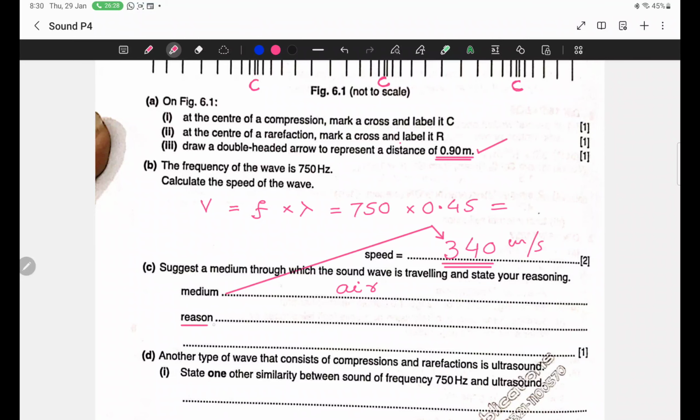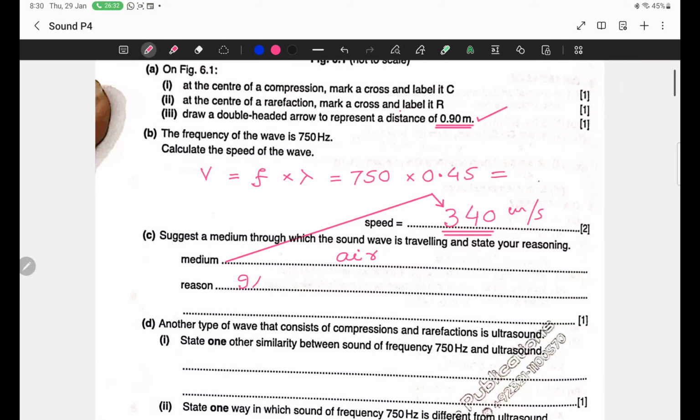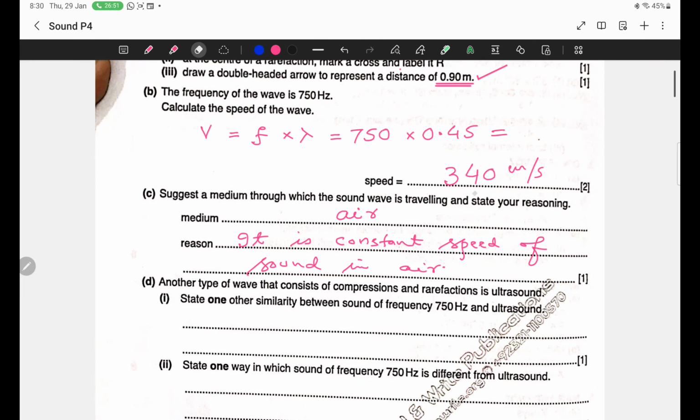And the next part is give the reason. So the reason is it is a fixed value. It is constant, the speed of sound in air. So sir, it is a constant value, not a reason. Acha ji. Now the next part.